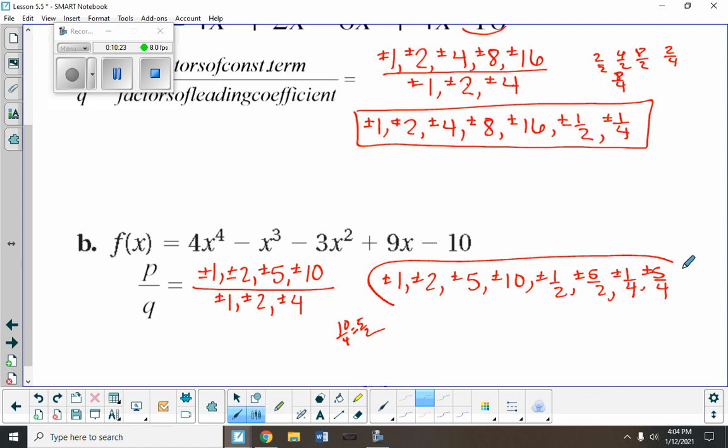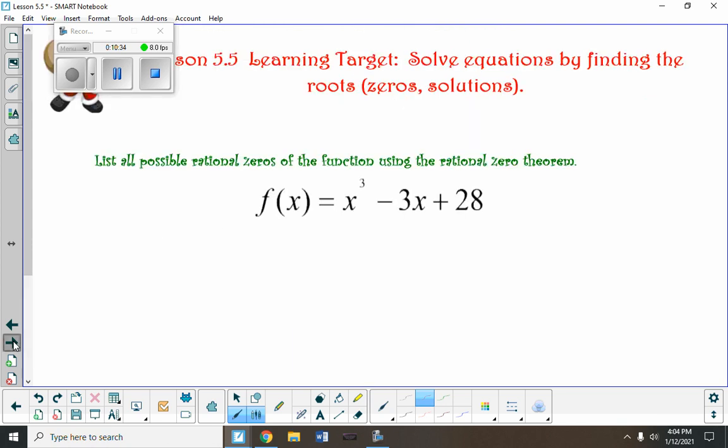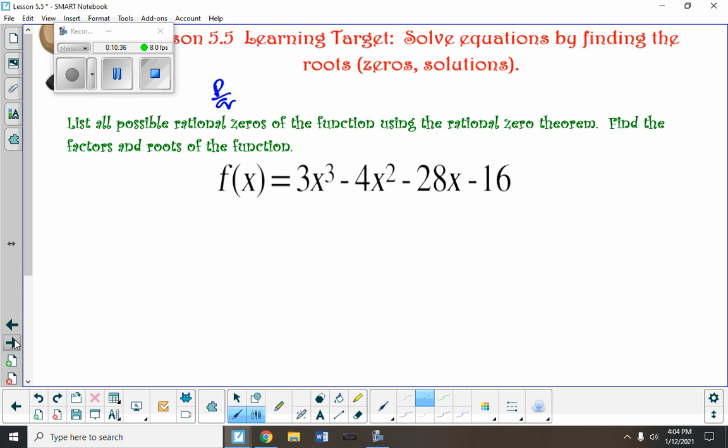So those are your possible roots. And when you write those on a test, you have to make sure you write the plus or minus, or you would lose half of your points. Okay, we're going to skip over that next example, and then we're going to actually apply this.